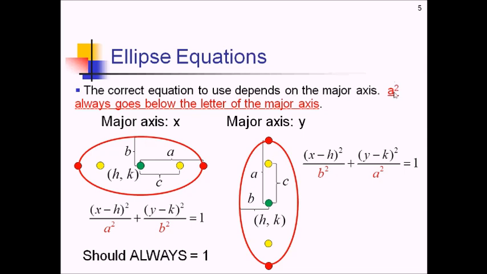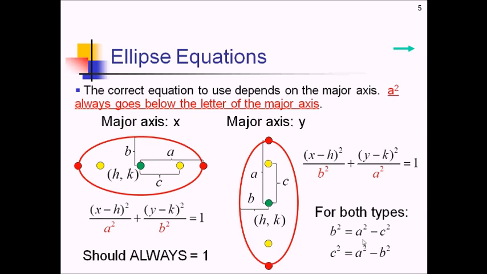Again, a squared is always going to go below the letter of the major axis. Now, the good news is that there's a relationship between a, b, and c that's the same for either type of ellipse. So for both types, b squared, the smaller radius squared, is going to be a squared minus c squared. And if you want to find c squared, you can just shift things around here and write c squared equals a squared minus b squared.